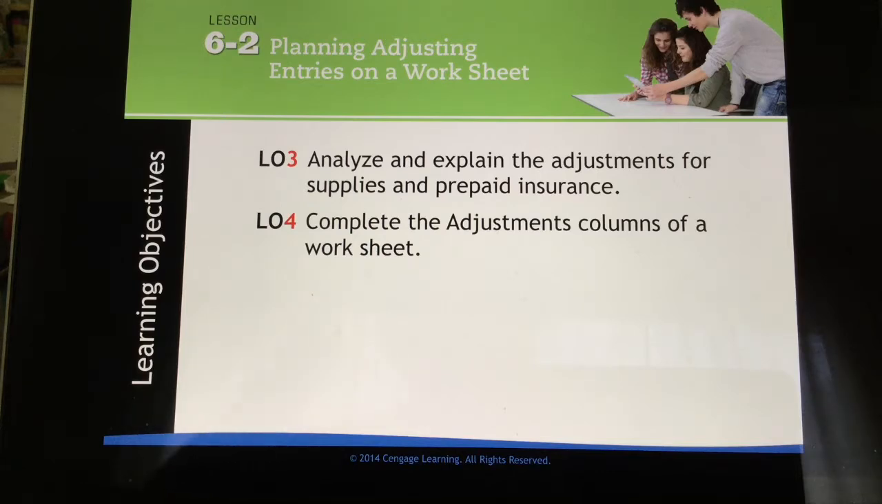So today in class you're going to be working on 6-2, planning adjusting entries on a worksheet. It's 2 parts. You're going to analyze and explain the adjustments for supplies and prepaid insurance, and then you're going to complete the adjustment columns of a worksheet.